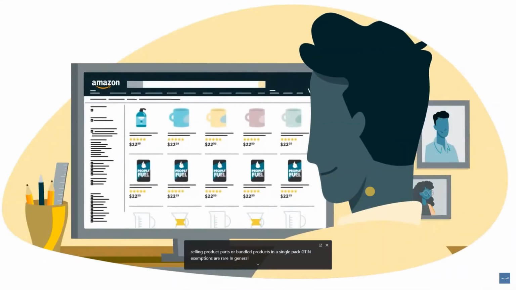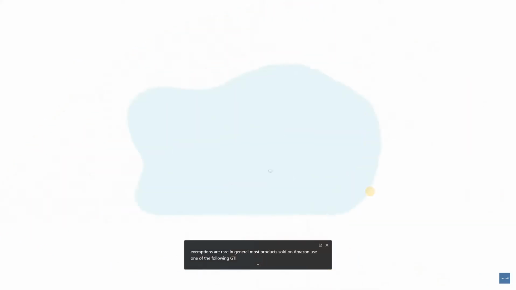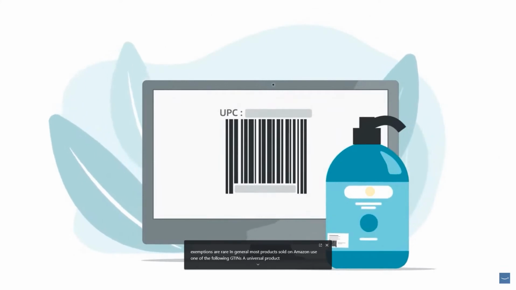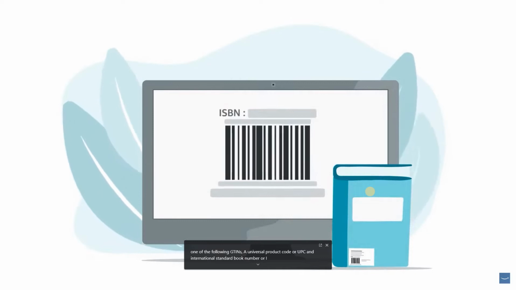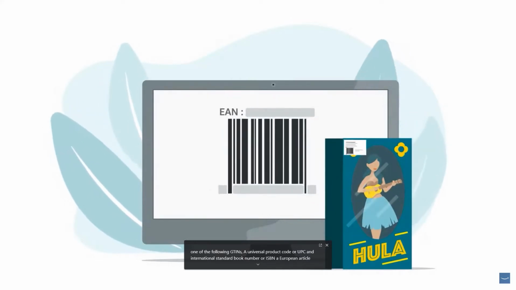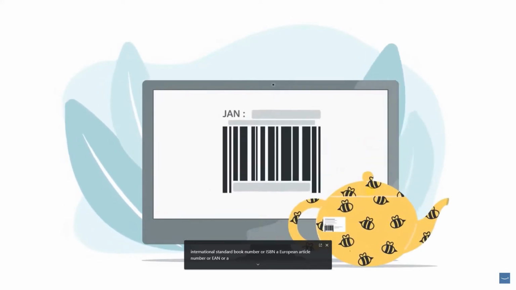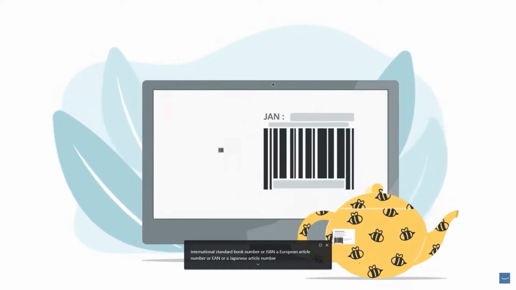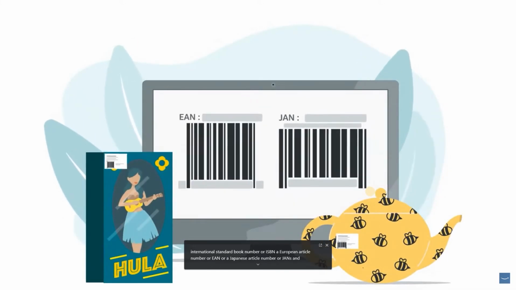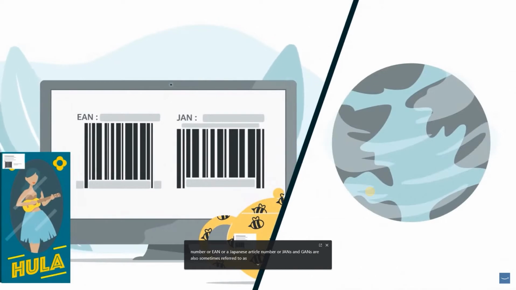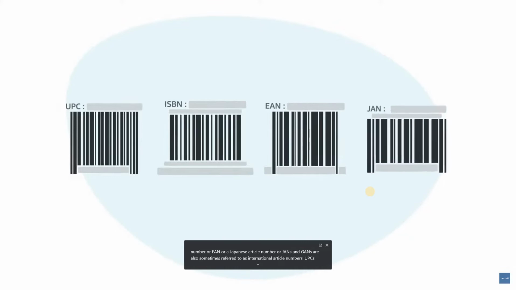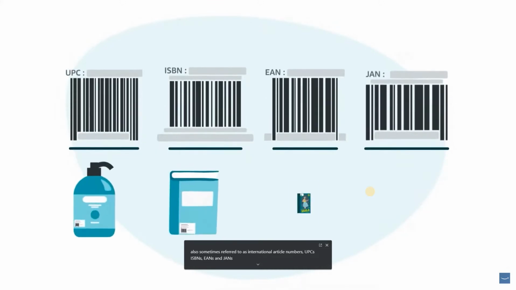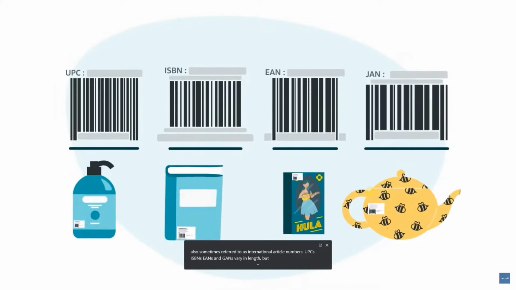In general, most products sold on Amazon use one of the following GTINs: a Universal Product Code, or UPC, an International Standard Book Number, or ISBN, a European Article Number, or EAN, or a Japanese Article Number, or JAN. EANs and JANs are also sometimes referred to as International Article Numbers. UPCs, ISBNs, EANs, and JANs vary in length, but each acts as a unique product identifier.